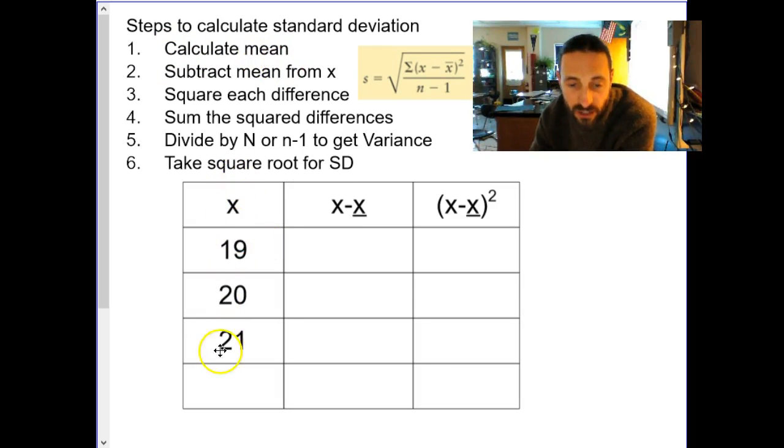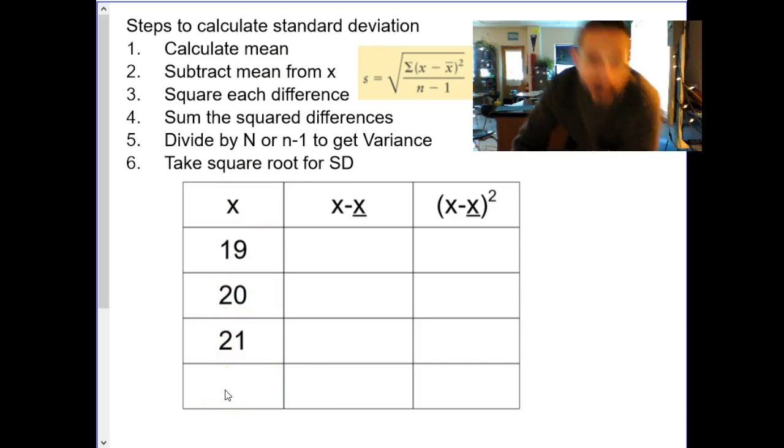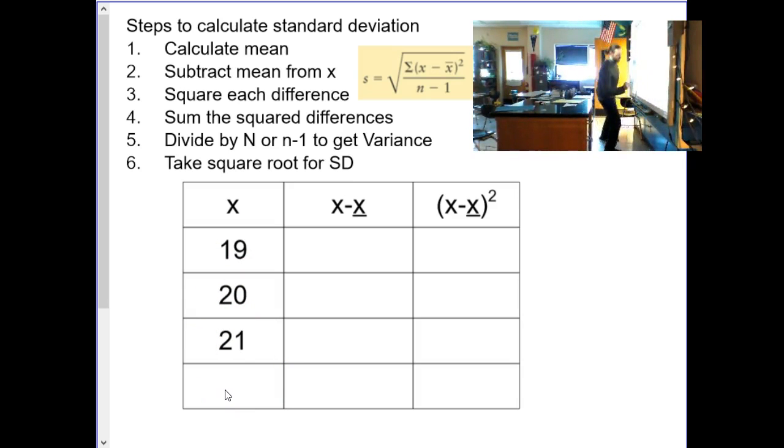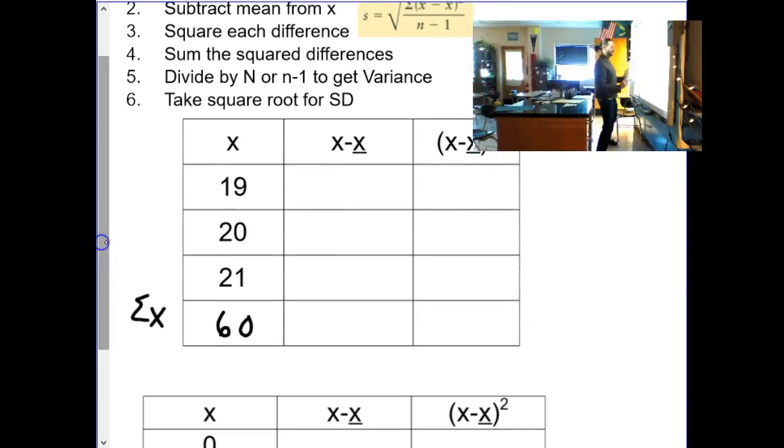All right, so here are my values, and again, these are the same values I did before. Well, how do I calculate the mean? I add up these values and divide by the number I have. So the sum of x is 60. Let me scroll down a little bit. And the sum of x divided by n equals 60 over 3, and that's 20.